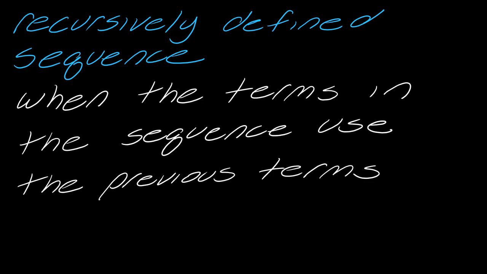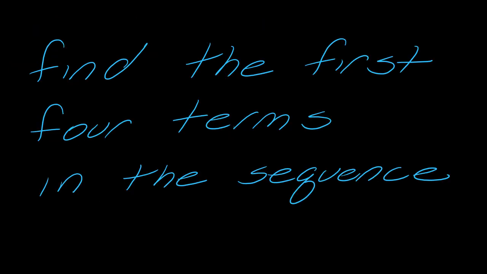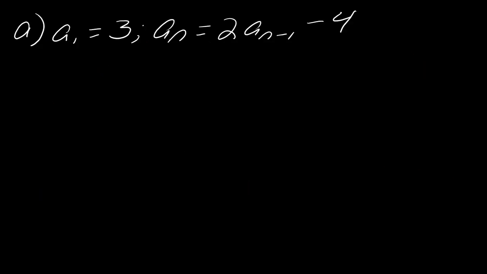We also have things that are called recursively defined sequences. This is when the terms in the sequence use previous terms. So let's go ahead and find the first 4 terms in the sequence just so that you get a sense of this. The recursive sequences look a little odd. For this sequence, notice I'm told what my first term, a sub 1, is. A sub 1 equals 3.